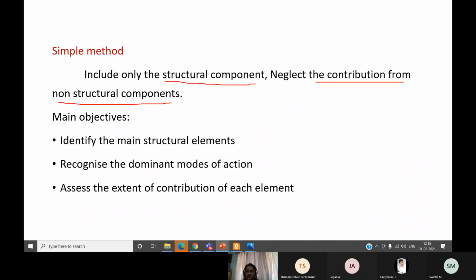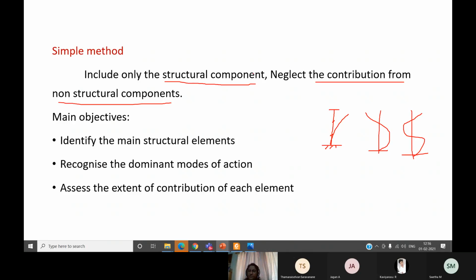So the main objective of that simple method is first to identify the main structural elements, which are all the structural elements that contribute to the response of the structure. Recognize the dominant modes of action, as I was telling in the initial structural dynamics part. If we have different stories, this is one mode of deflection, then this is another mode of deflection, then this is another. So different modes of action are available for a tall structure. So recognize the dominant modes of action.